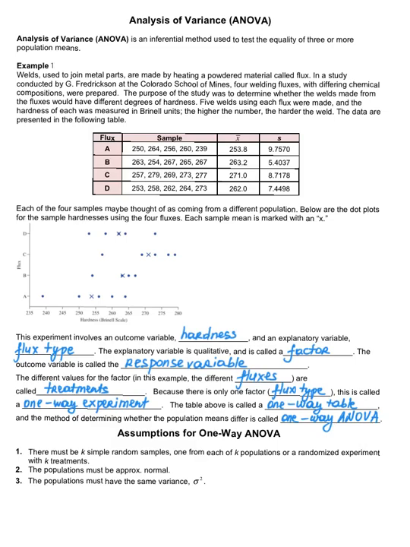There are a few assumptions that we need to meet before we can perform this test. First, there must be k simple random samples, 1 from each of k populations, or a randomized experiment with k treatments. Second, the populations must be approximately normal. Finally, the populations must have the same variance sigma squared.